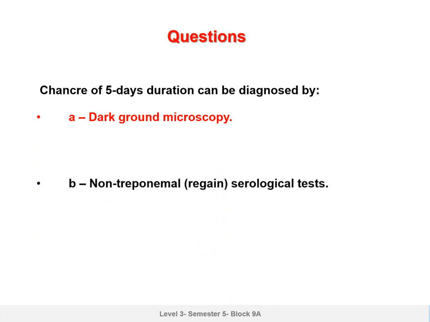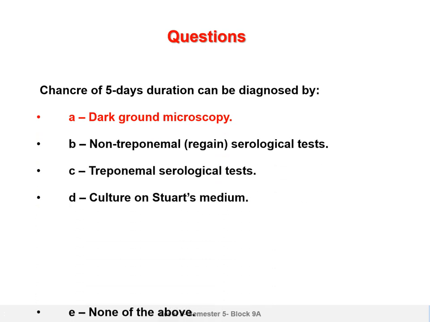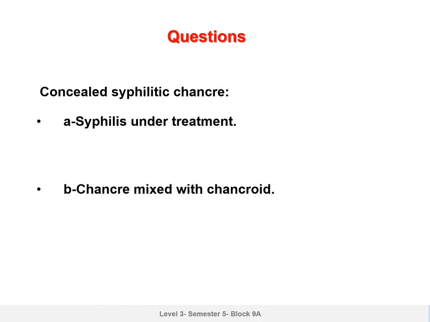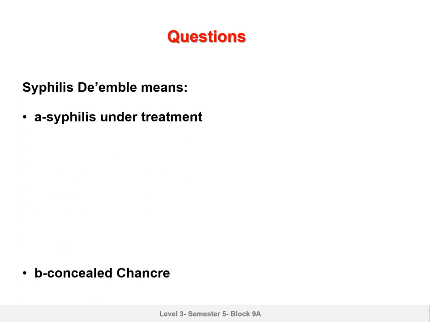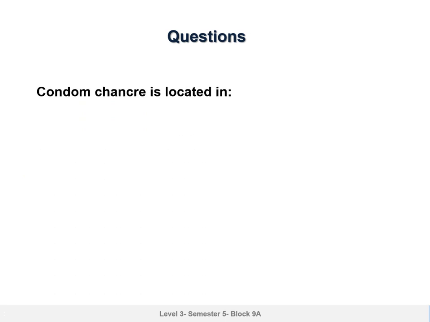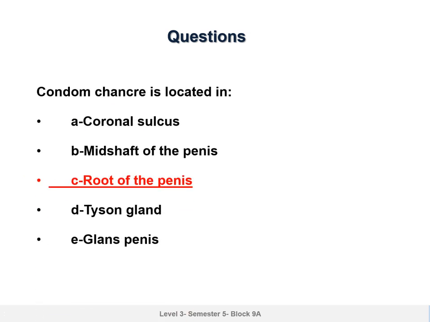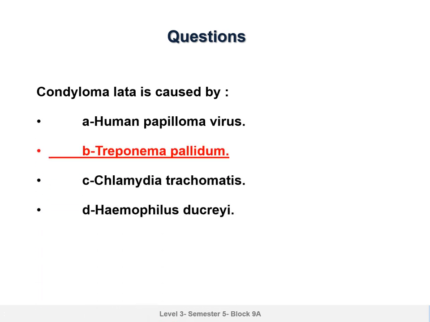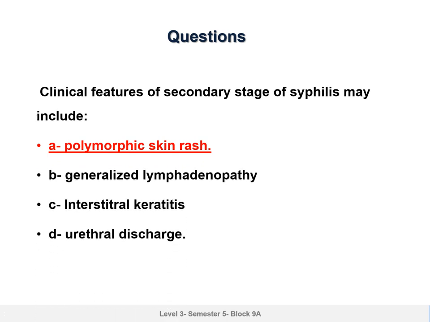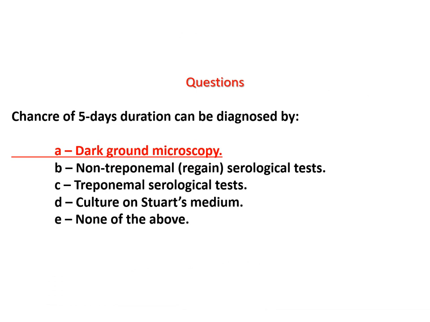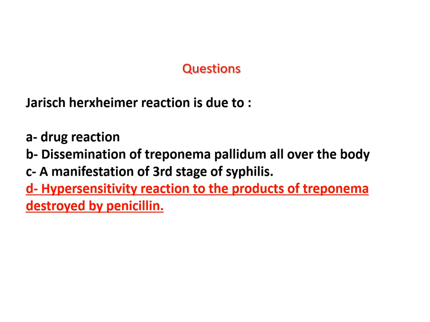Some questions. Chancre of 5 days duration can be diagnosed by dark ground microscopy. Concealed syphilitic chancre is intracervical, intrameatal, or intra-anal. Syphilis d'emblée means syphilis without a chancre. Condom chancre is located in the root. Condyloma lata is caused by Treponema pallidum. Clinical features of secondary syphilis may include polymorphic skin rash. Jarisch-Herxheimer reaction is due to a hypersensitivity reaction to the products of Treponema destroyed by penicillin.